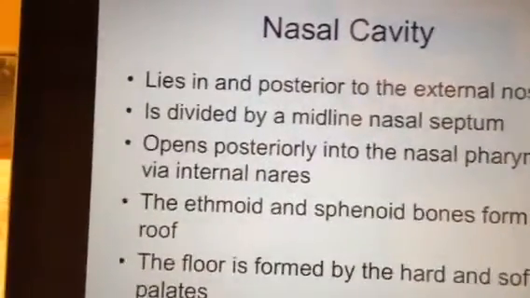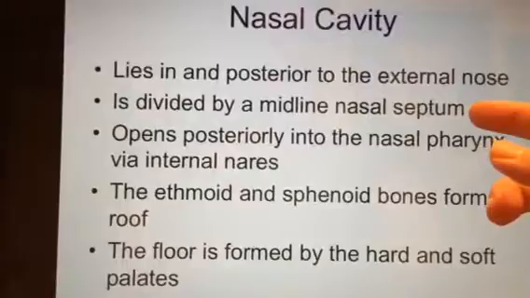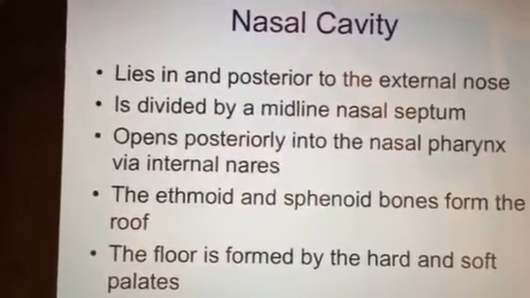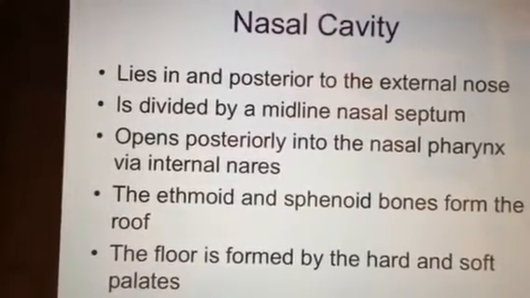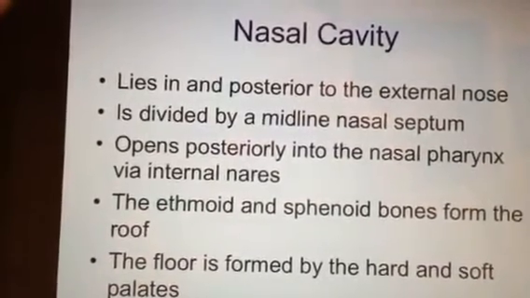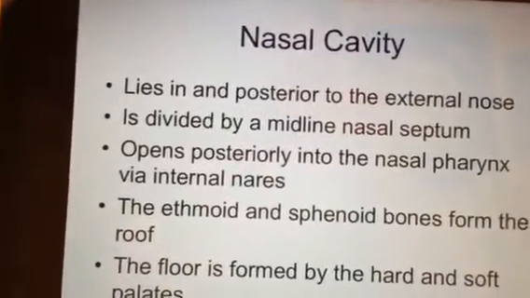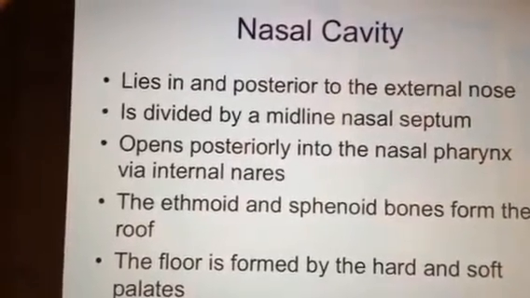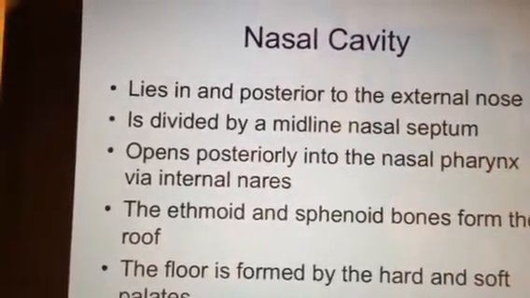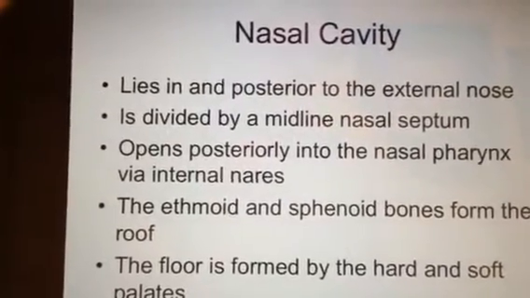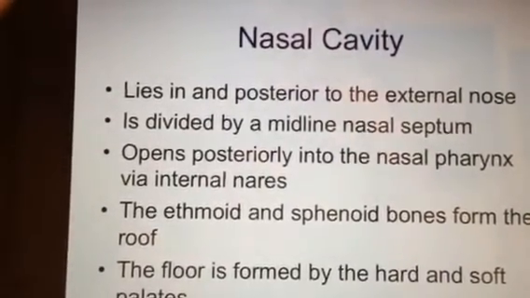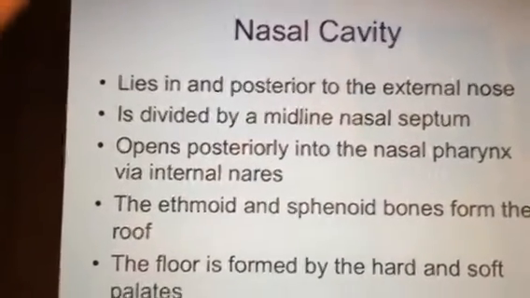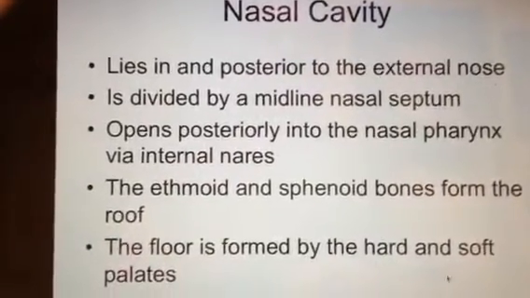When you look at your nasal cavity, it's got a midline nasal septum, and you may remember that there are two bones that form that nasal septum. Can you name them from level 1? If you said vomer and what else? Ethmoid, you're right, that forms the nasal septum. The nasal cavity inside opens to your nasal pharynx. The bones surrounding that are the ethmoid and sphenoid bones, forming the roof of the nasal cavity. And the floor of the nasal cavity is formed by the hard and soft palates. You may remember us talking about the palatine bone in level 1.